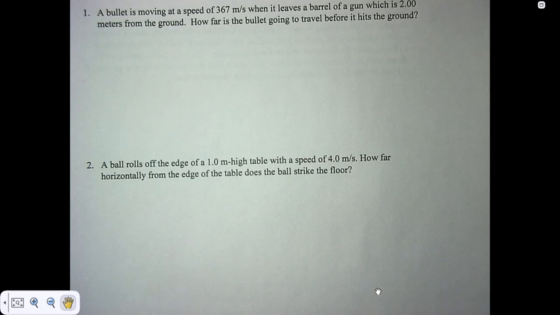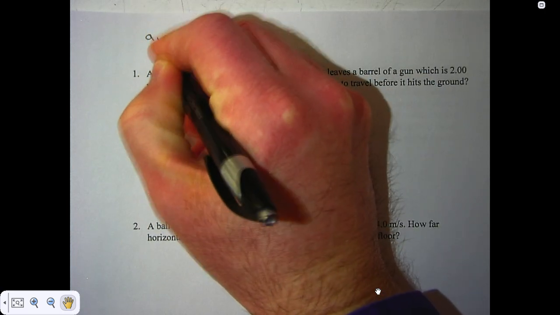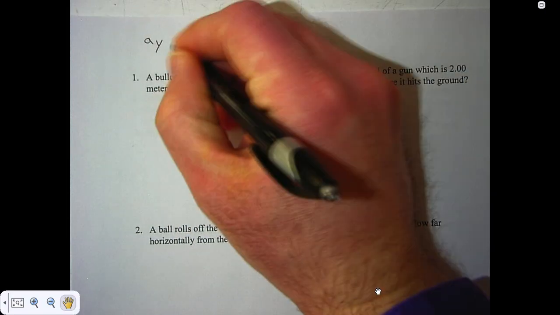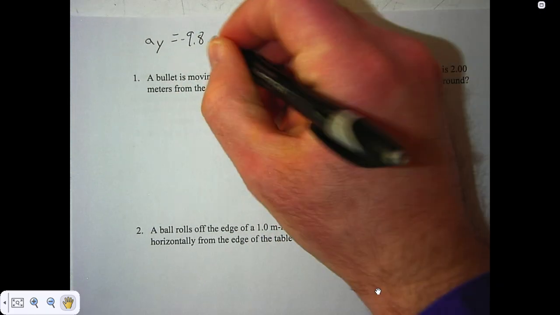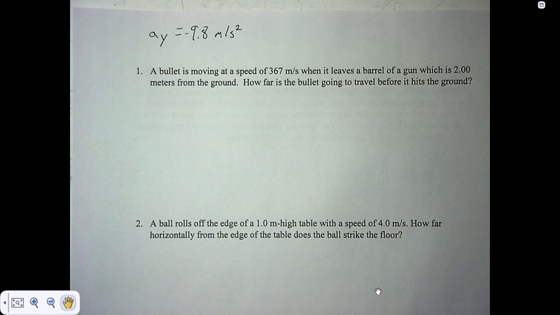And what were the two main things that we need to remember that stay constant in a two-dimensional motion problem? Okay, gravity is in which direction? Down. Is that in the X or the Y? Okay, so we know that we have our ay is negative 9.8 meters per second squared.